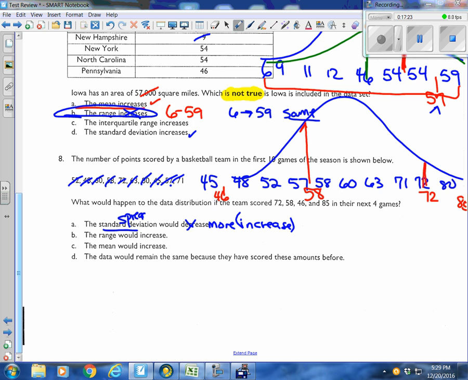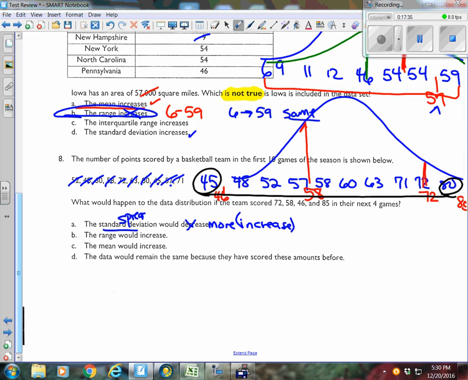The range would increase. What was my original range? My original range was the low of 45 to the high of 80. Now I'm having to do what? Still a low of 45, but now I'm going to a high of 85. My range did increase, definitely. I believe that is the answer.